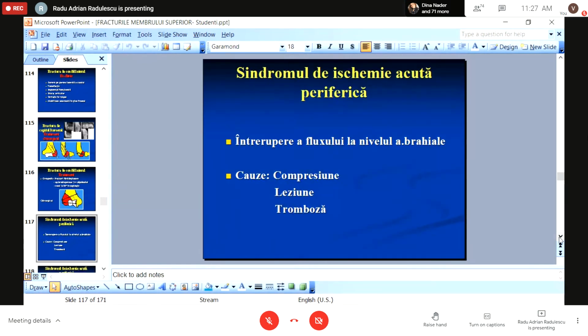What is the Volkmann syndrome? I have told you that I will explain a bit about the Volkmann syndrome, which is a very feared complication of fractures of the upper limb.